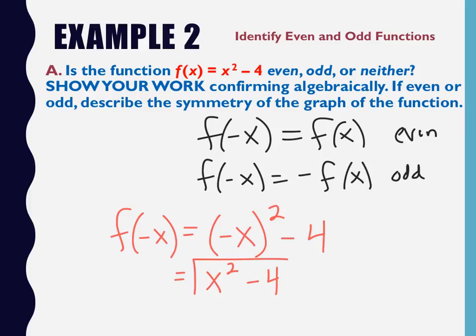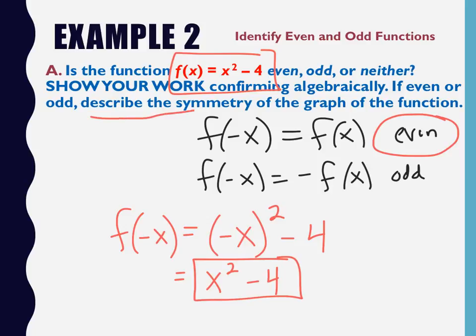Look at your equations and compare. Are they the same? Are they the exact opposite? Or are they neither? Notice in this case they are the exact same as the equation before. So in this case we can classify it as an even function. And lastly it says describe the symmetry of the graph of the function. Well, if we know it's an even function from before, that means it's symmetric about the y-axis.